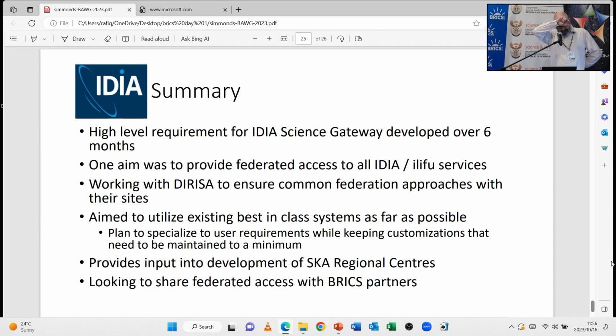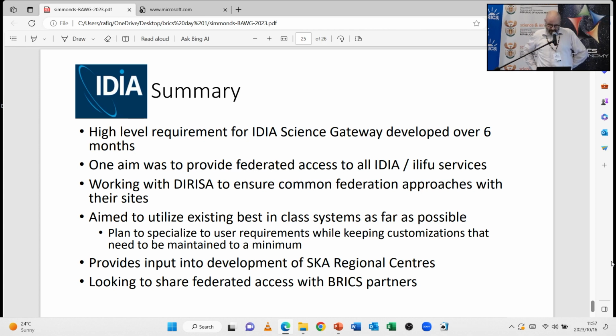Then summary. So high-level requirements for the IDIA Gateway were actually developed over 6 months. I said that it was developed in a week, but we were playing around with lots of tools for about 6 months before deciding what we were going to do. And one of the aims was to provide this federated access to all of the ilifu services. And we're currently working with DARISA, which is part of NICIS, to ensure a common federation of different systems throughout South Africa, the different government systems. We're helping them to adopt the same techniques we're using.